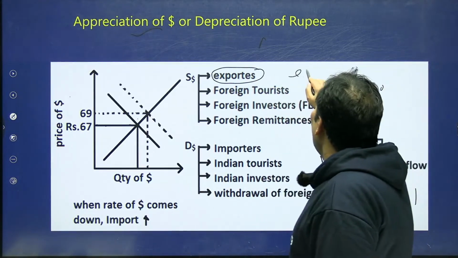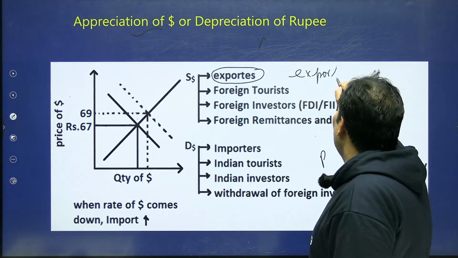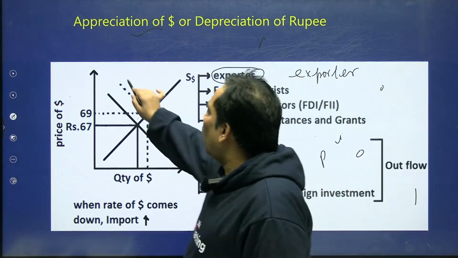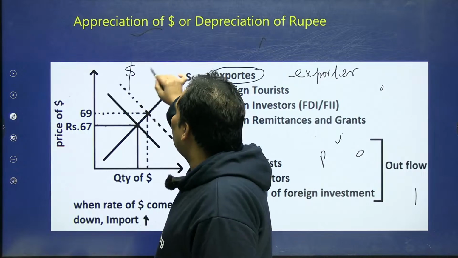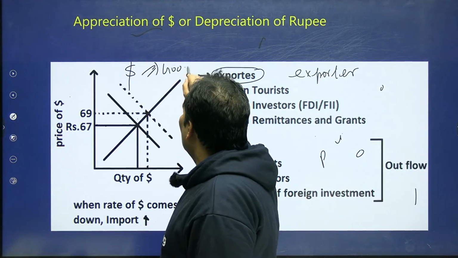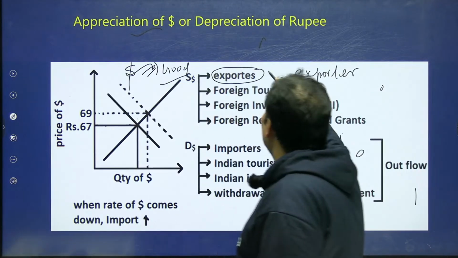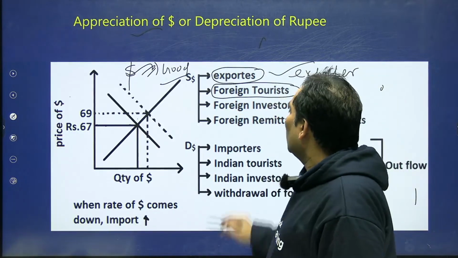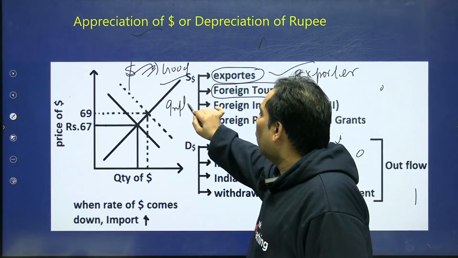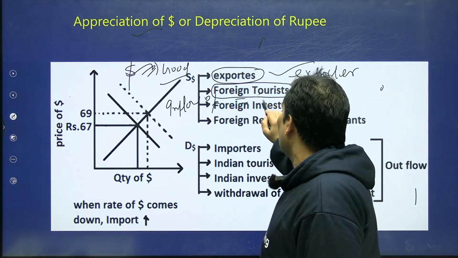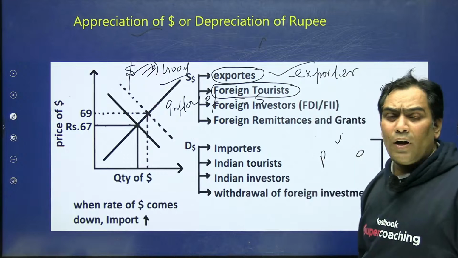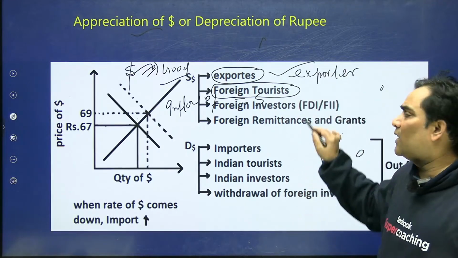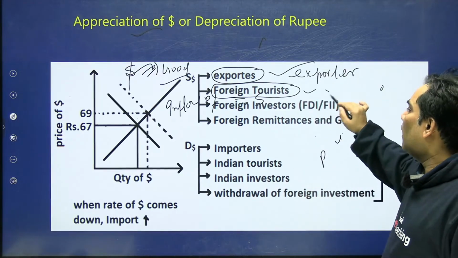Exporter. The Indian exporter will supply the dollar because they are going to earn dollar by exporting goods and services. They are going to earn dollar, so they will supply the dollar. Whenever foreign tourists come, that inflow of dollar is nothing but supply of dollar. So when a foreign tourist is going to visit India, they will supply the dollar.